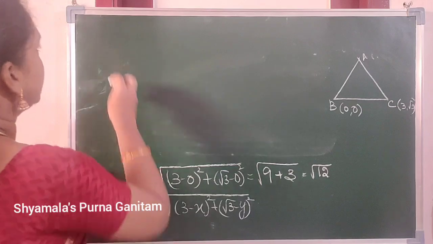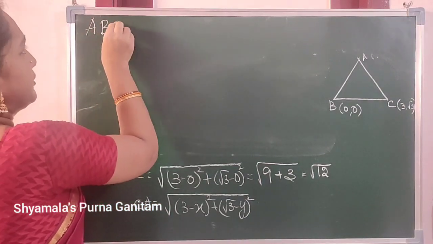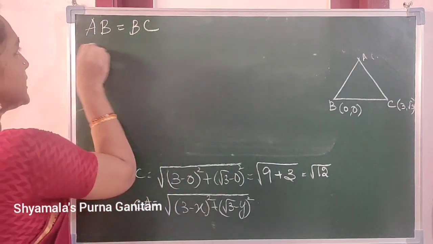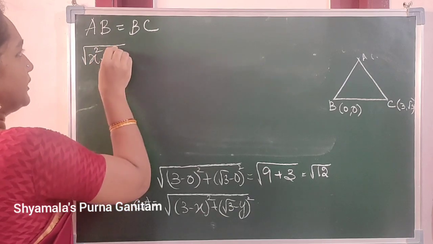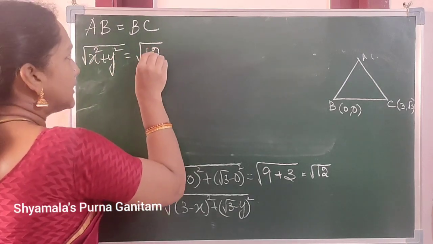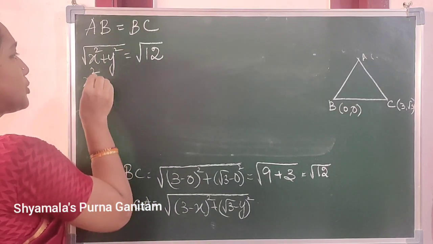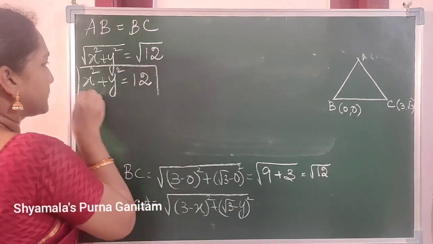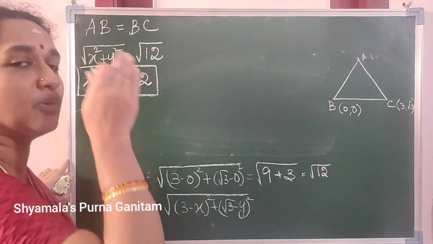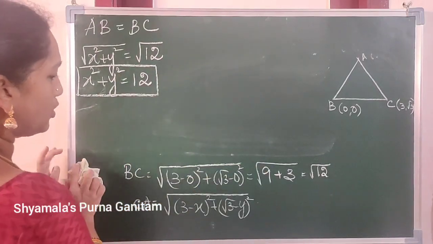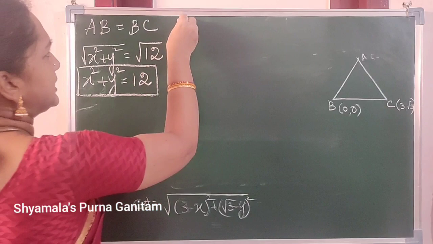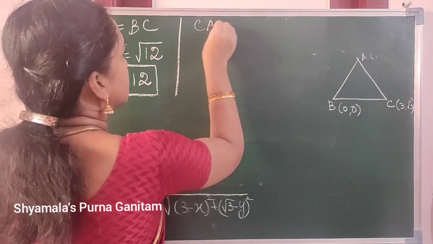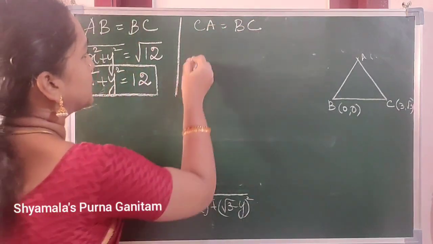First I am taking two sides: AB is equal to BC. AB I got as root of x squared plus y squared, and BC I got as root 12. When I square this, I will get x squared plus y squared is equal to 12. So this is my first equation. My aim is to get the values for x and y. Now, this is the first one, AB is equal to AC. Now I am taking CA is equal to BC. So what is the length of CA?